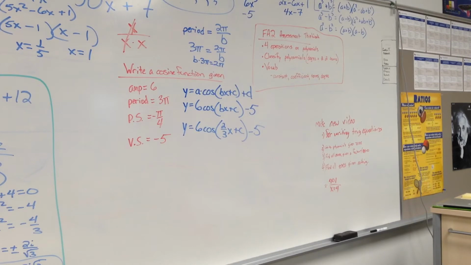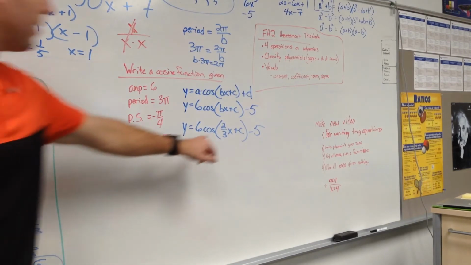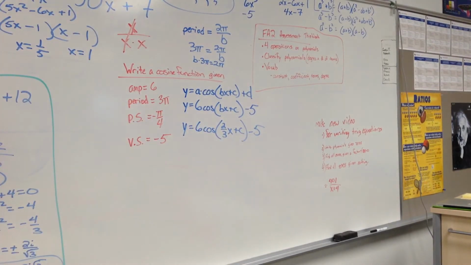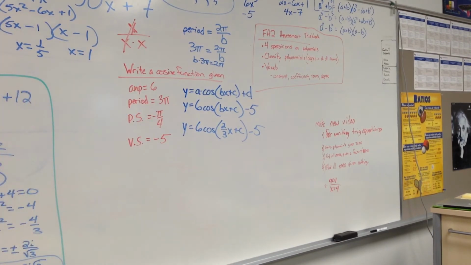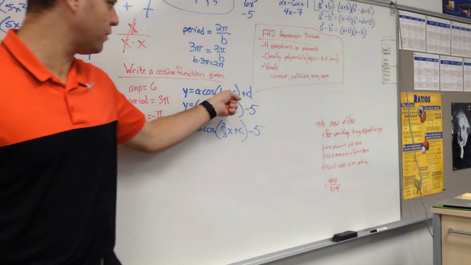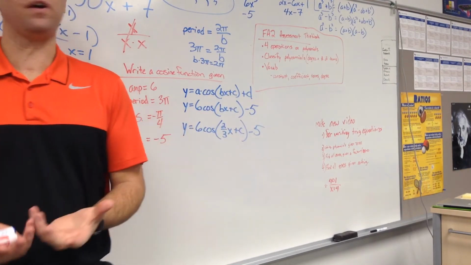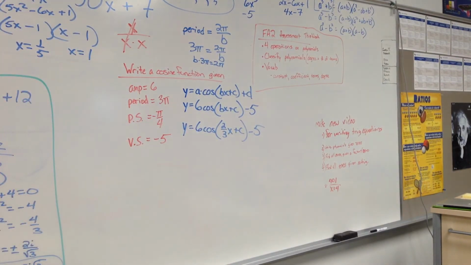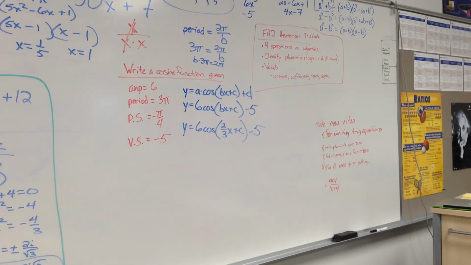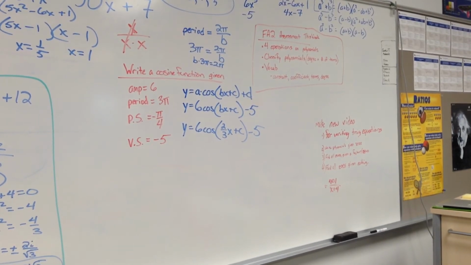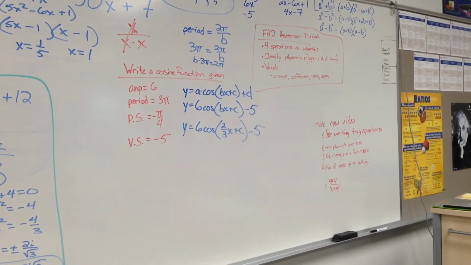Alright, then the tricky part, the plus c. We need our phase shift to be -pi/4. To figure that out, if I just gave you a generic equation and said, find the phase shift, what math would you do? You'd set the parentheses equal to 0, and then you would solve for x. That's how you would find your phase shift.